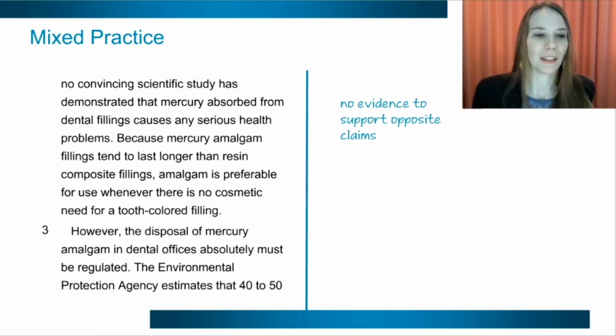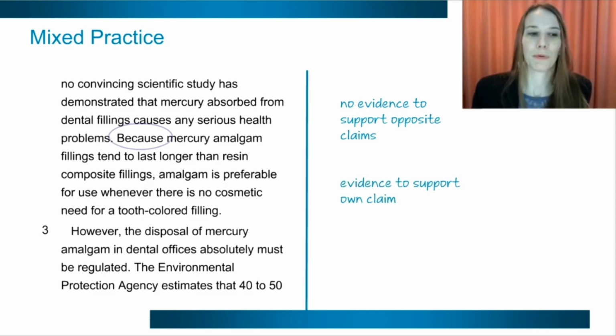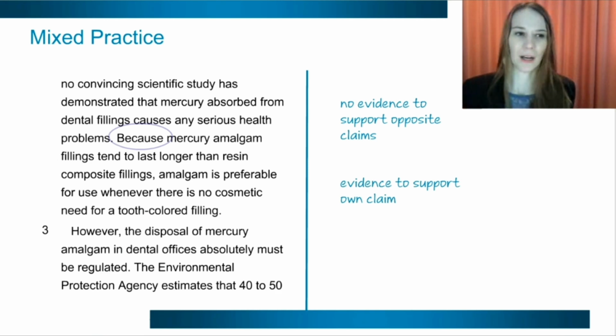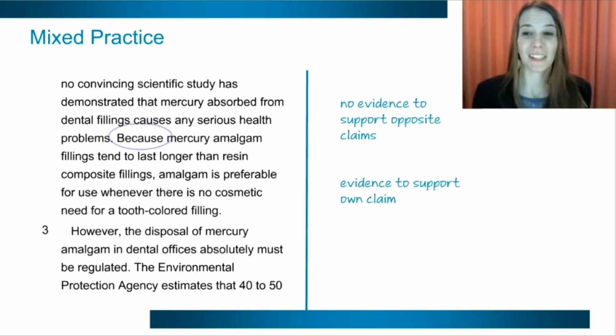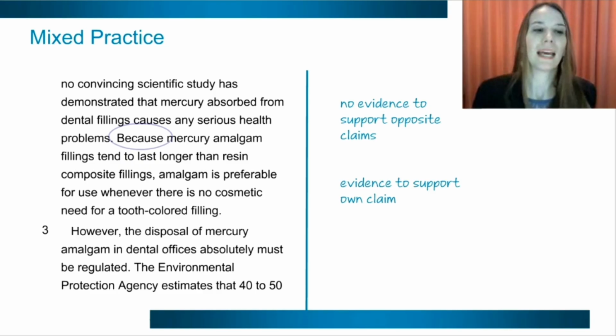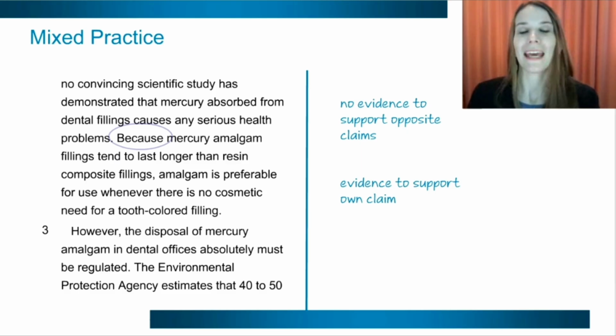Now the author makes another claim. Because these fillings last longer, this is preferable whenever there's no cosmetic reason. So now the author is providing evidence to support his or her claim here, which is that mercury amalgam fillings are safe. There's no health reason not to have them, especially if there is no cosmetic reason to have something else. Now, the author makes another claim in paragraph 3. So as you read paragraph 3, take a look. What new perspectives does this author introduce in paragraph 3, and what evidence does he or she use to support that particular claim?